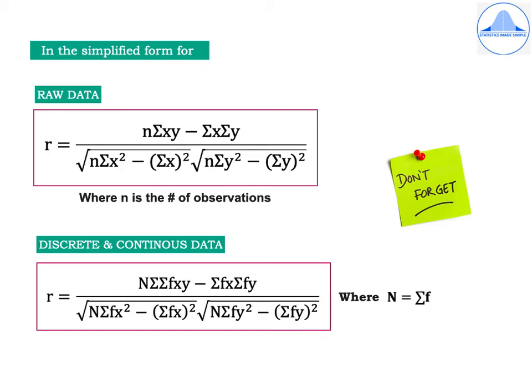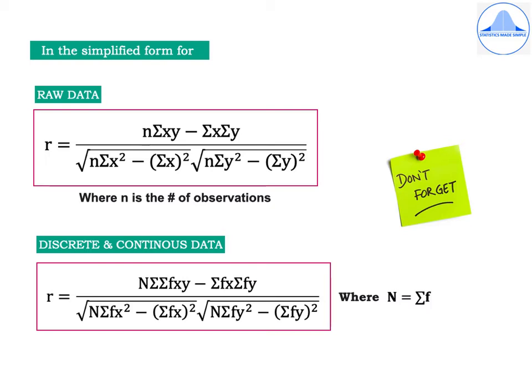In the simplified form for the 5 markers and for the 10 markers, for raw data, Karl-Pearson's correlation coefficient formula is R equal to n into summation xy minus summation x summation y, whole divided by root of n times summation x square minus summation x the whole square into root of n times summation y square minus summation y the whole square.